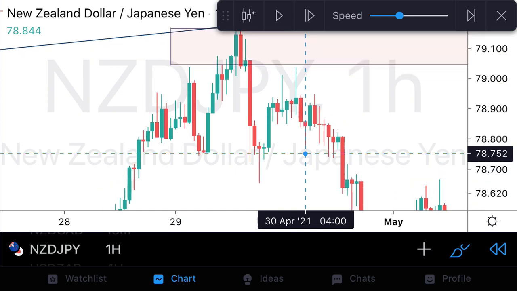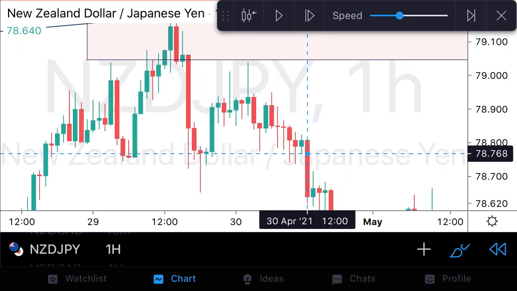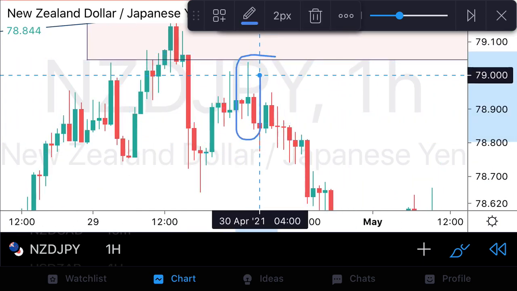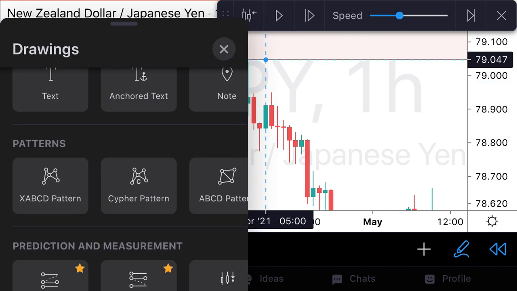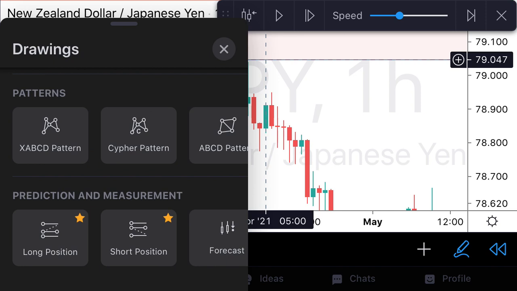So guys, all I would be waiting for, like I was saying, is a pin bar to the upside followed by a bearish engulfing candlestick, and that would be my entry. Pretty much straightforward.